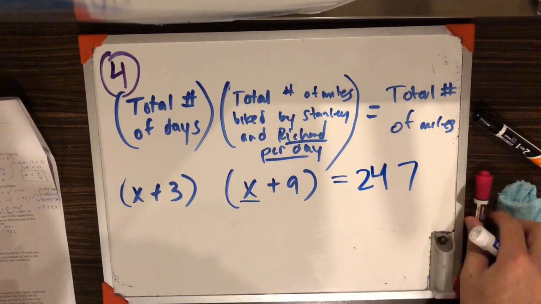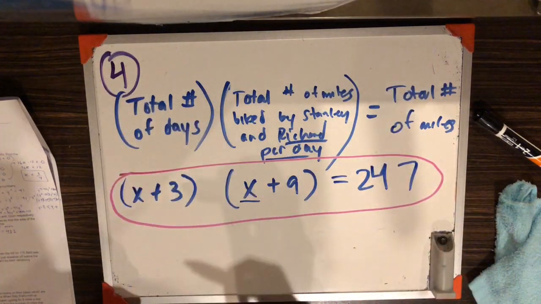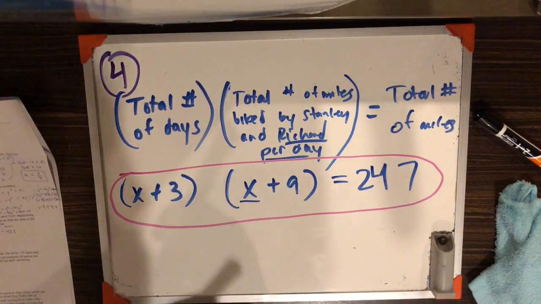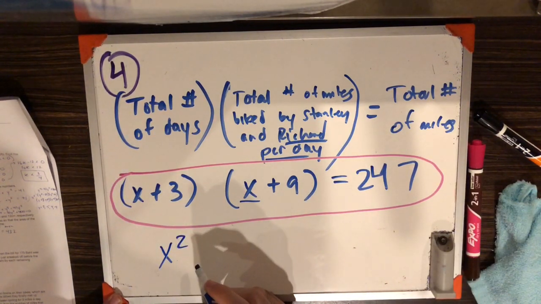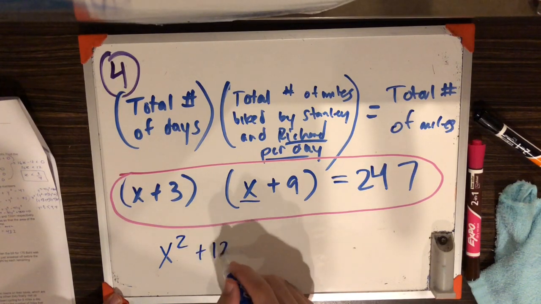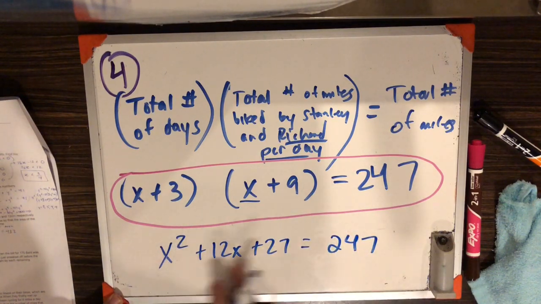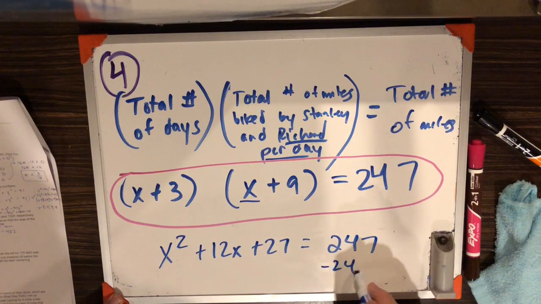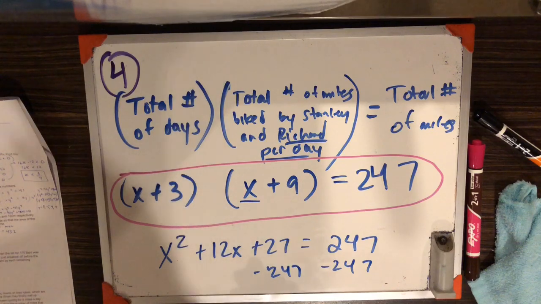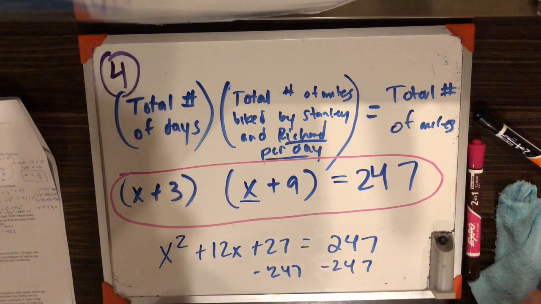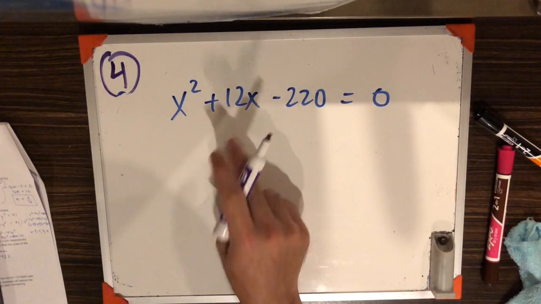Okay, so basically here's how you want to set this up. All right, here's how you want to set this up. Let's simplify, okay? So let's find out how this simplifies. Let's FOIL: x squared plus 12x plus 27 is equal to 247. And you can go on and do minus 247 and figure out what this actually is when it comes to either factoring or doing the quadratic formula, right? So this is the formula that I basically get when I simplify it.